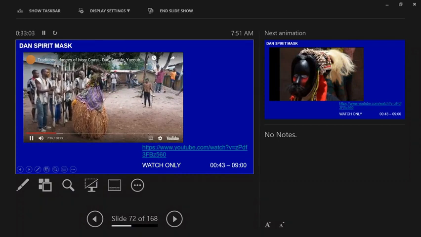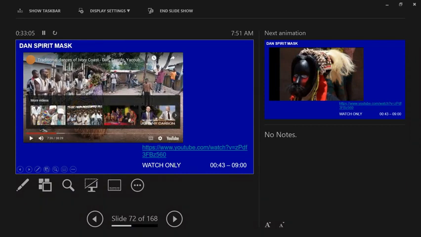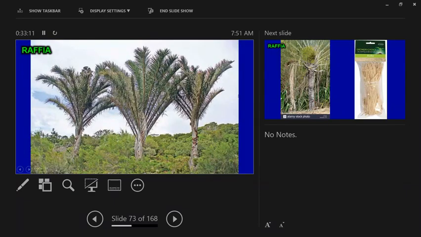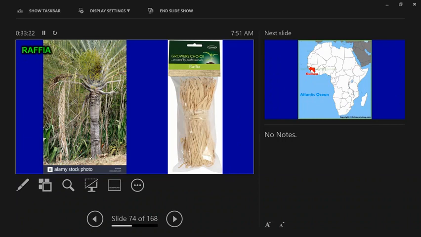All right, that's just a little taste of the Dan culture. Move on to raffia. I want you to know what raffia is. This is a raffia plant, and these are all the, for lack of a better word, strings coming off of the raffia plant, which is used in a lot of mask making.